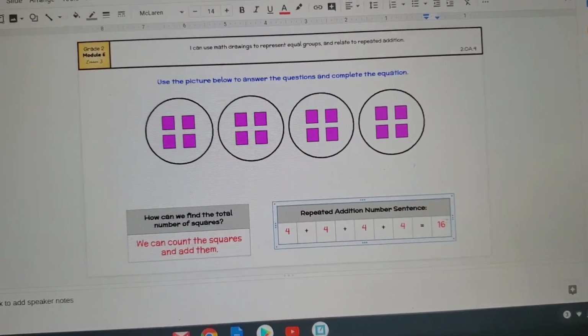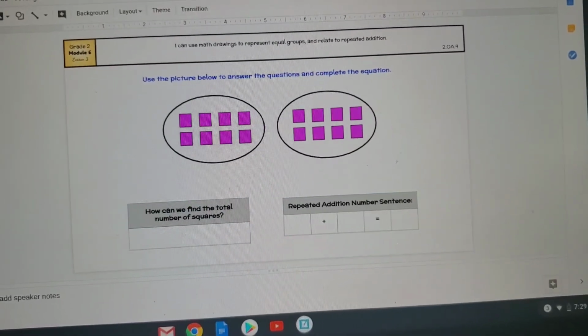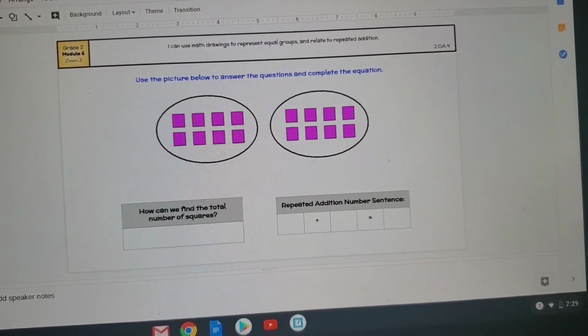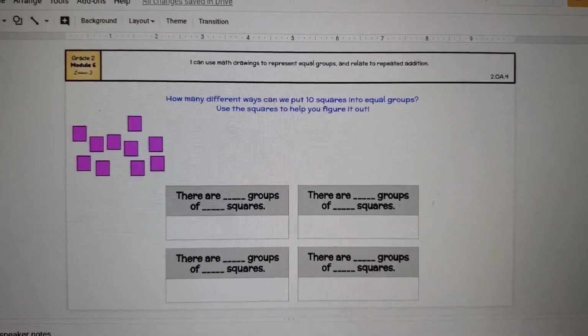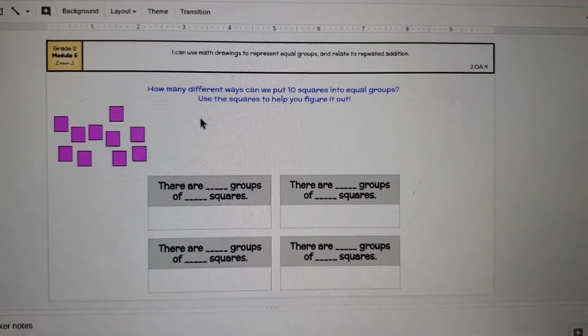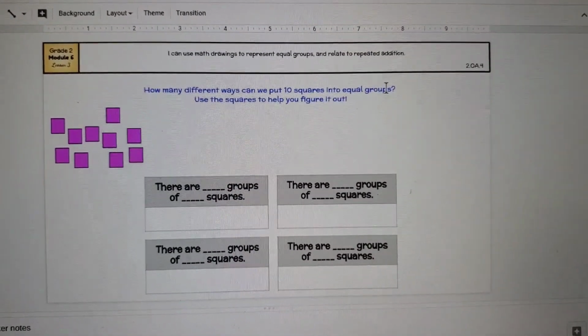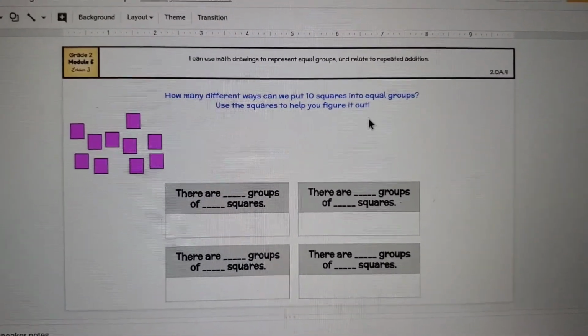Now I did slide 3. You can go ahead and do slide 4 on your own. And I also wanted to do slide 6 with you guys. How many different ways can we put 10 squares into equal groups? Use the squares to help you figure it out.